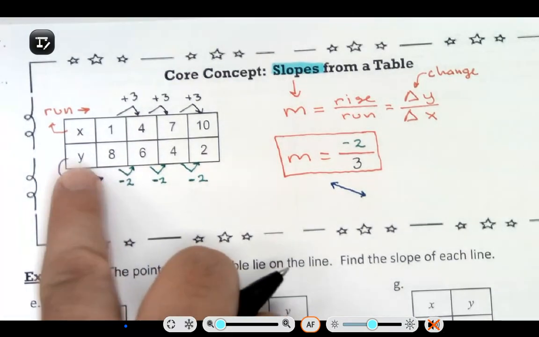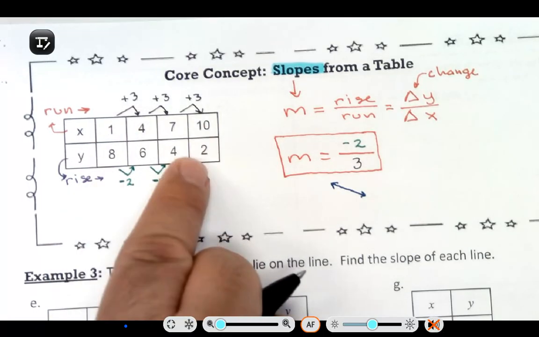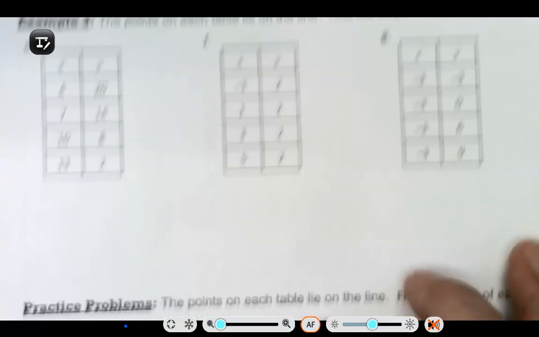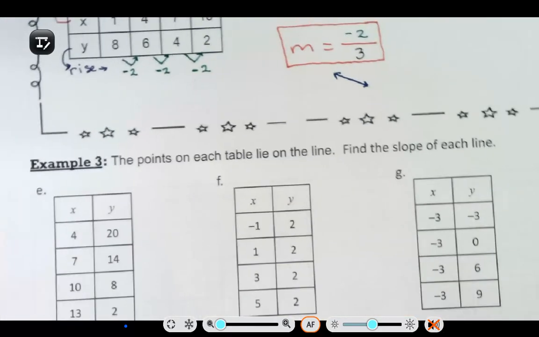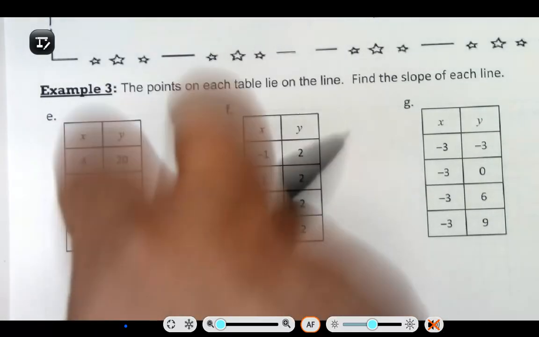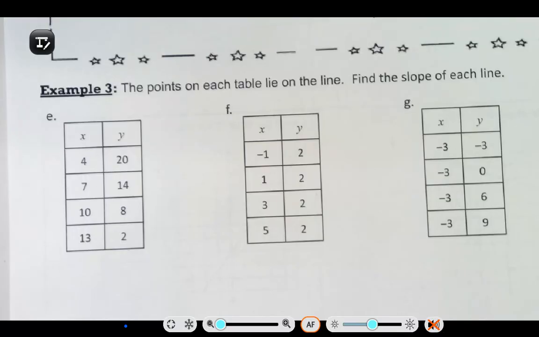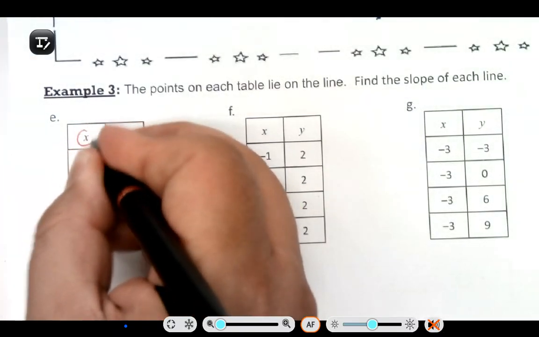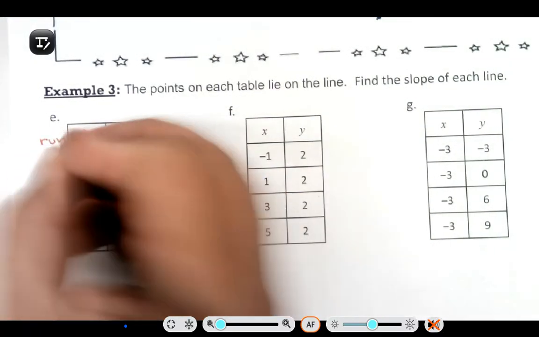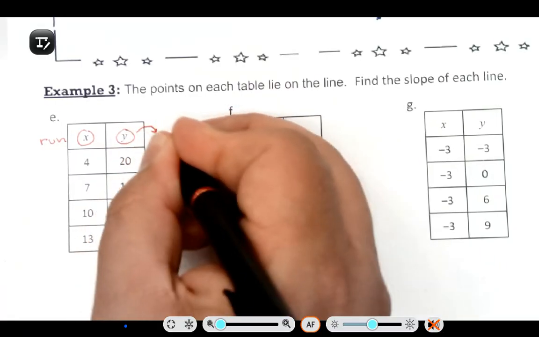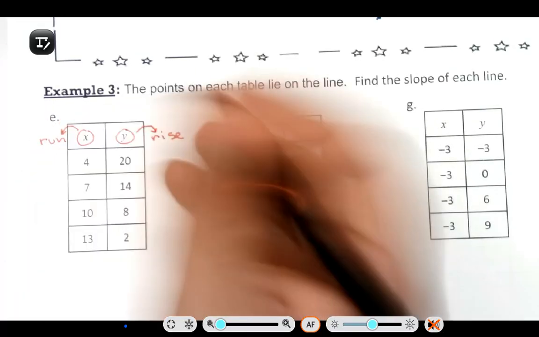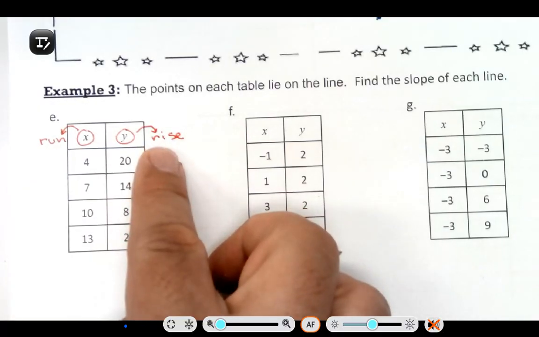Now remember, sometimes the tables are going horizontally, which is what you're going to do in your practice problems later on. So we also want to show you how we do them with tables that are vertical. All right, so here we go. My x, don't forget, is my run. My y's are the rise. Remember, order matters. Your x will go at the bottom, your y's are on the top.